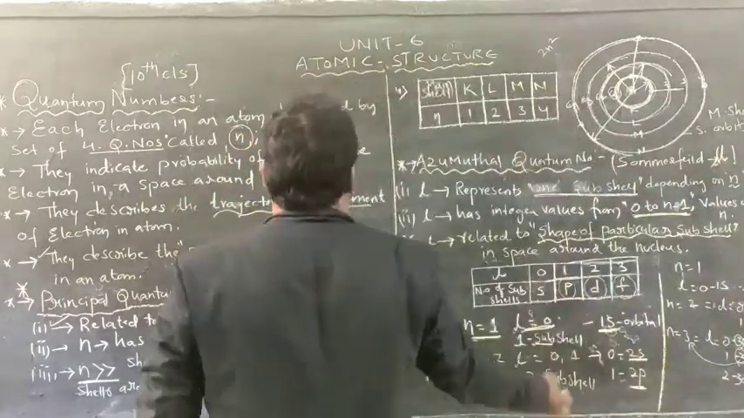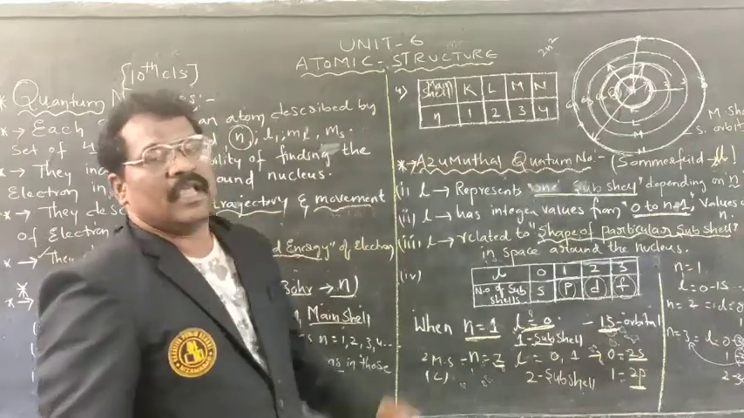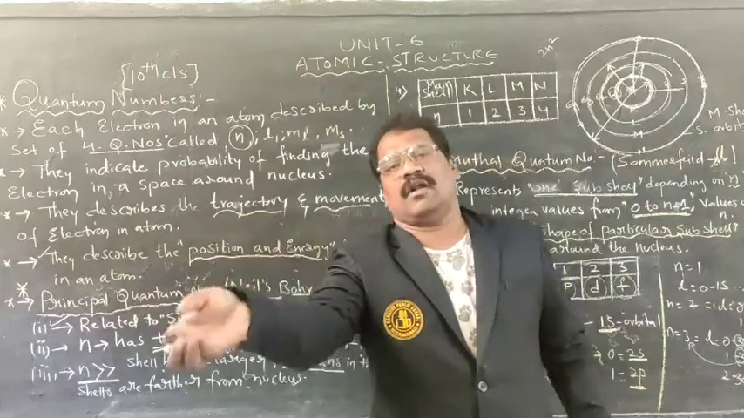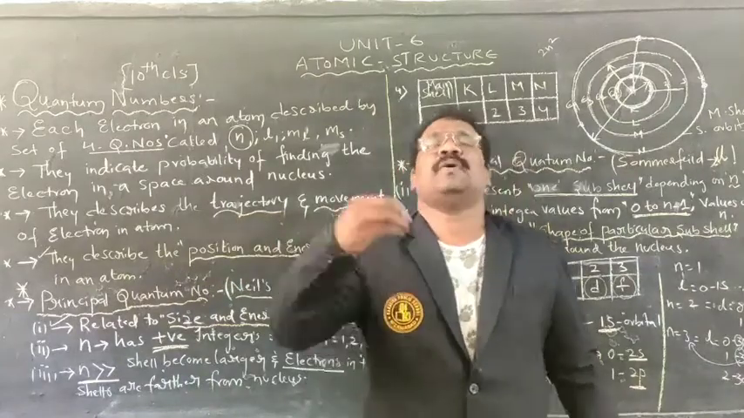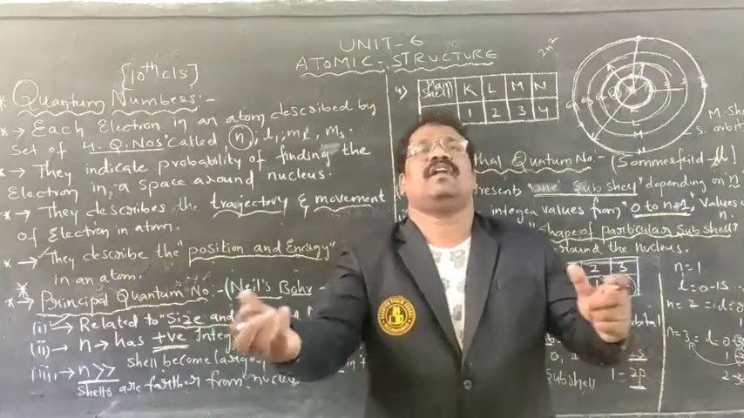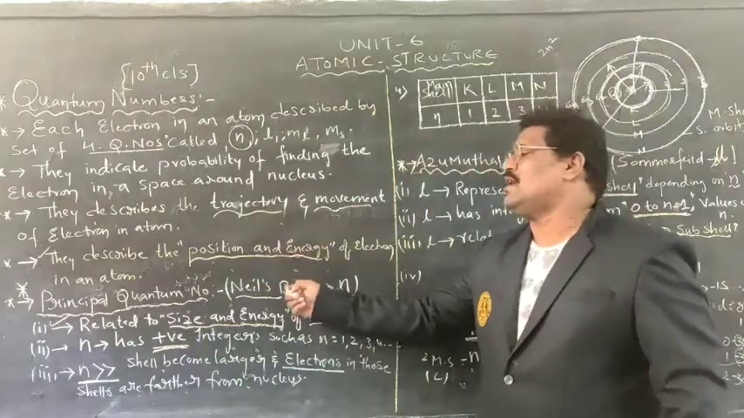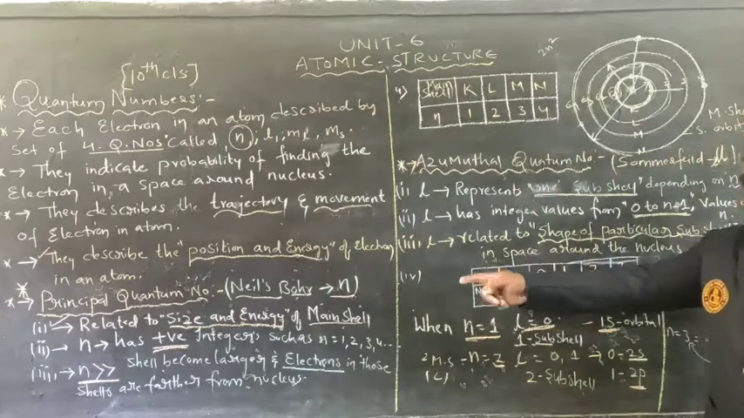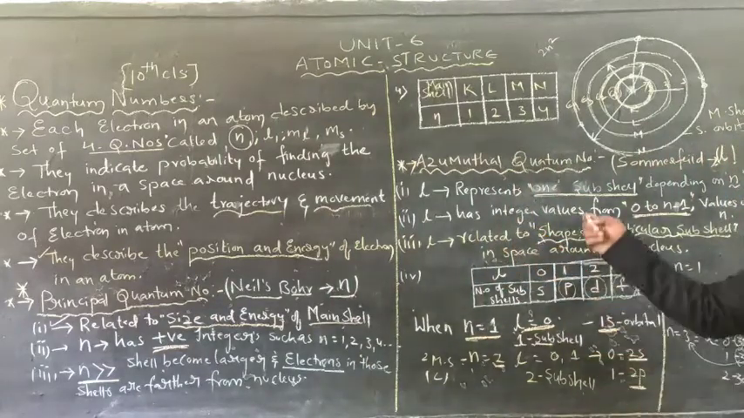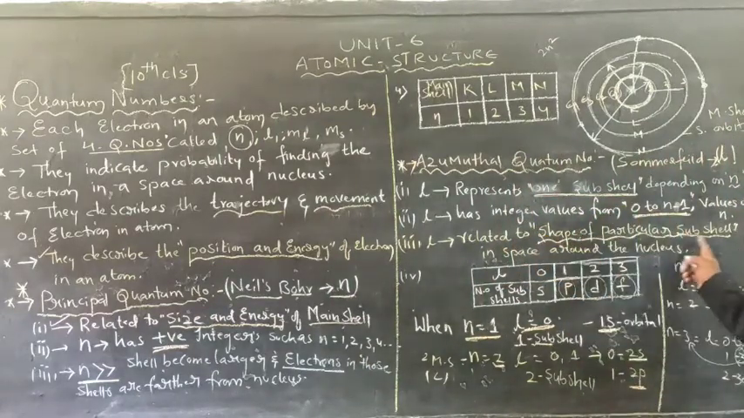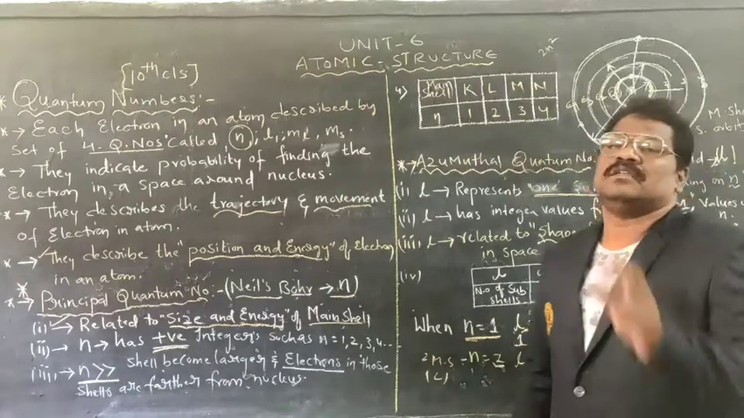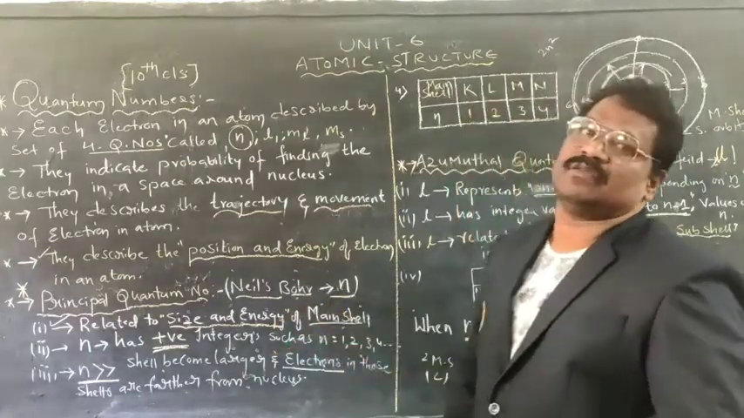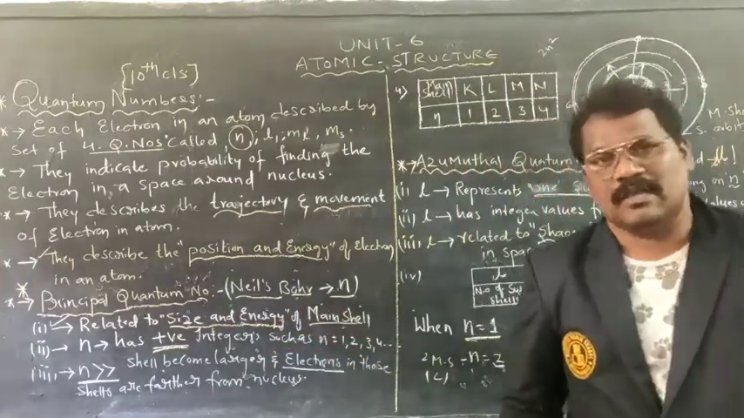By this we have completed two quantum numbers, children. In the next class we will go with two more quantum numbers, the magnetic quantum number as well as the spin quantum number. Whereas the principal quantum number gives the size and energy of an orbit of an atom, the azimuthal quantum number gives the shape of a particular subshell. This value, the azimuthal quantum number, depends upon the principal quantum number. Thank you, children.